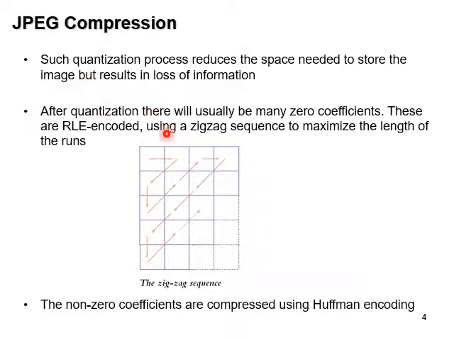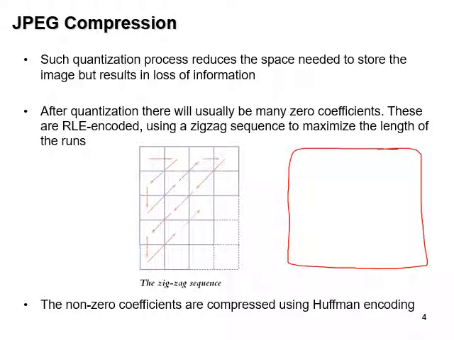After quantization, there will usually be many zero coefficients, and these are encoded using run length encoding, if you remember that we explained in the beginning, using a zigzag sequence to maximize the length of the runs. So what does that mean? Let's imagine how the coefficients would look after applying DCT and after doing the quantization step that we explained last time.